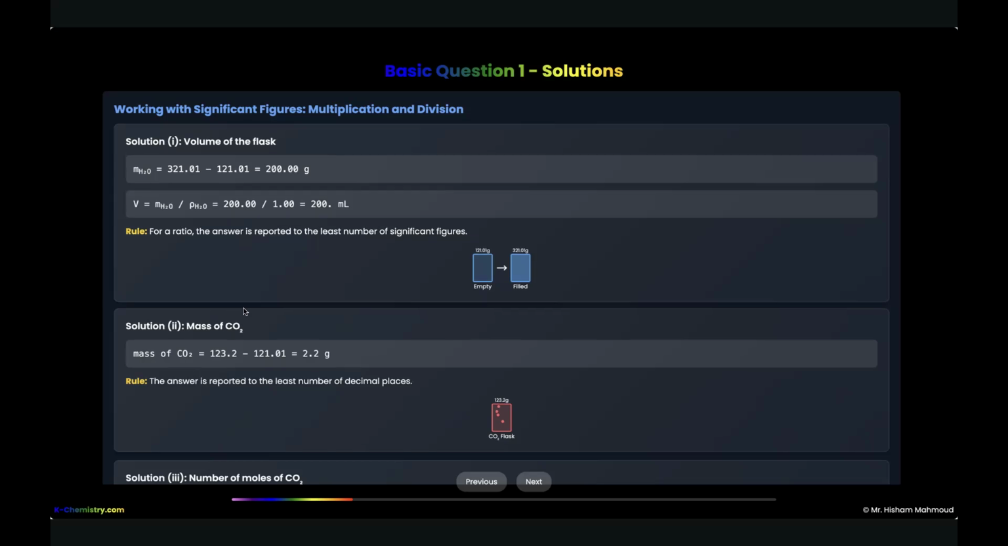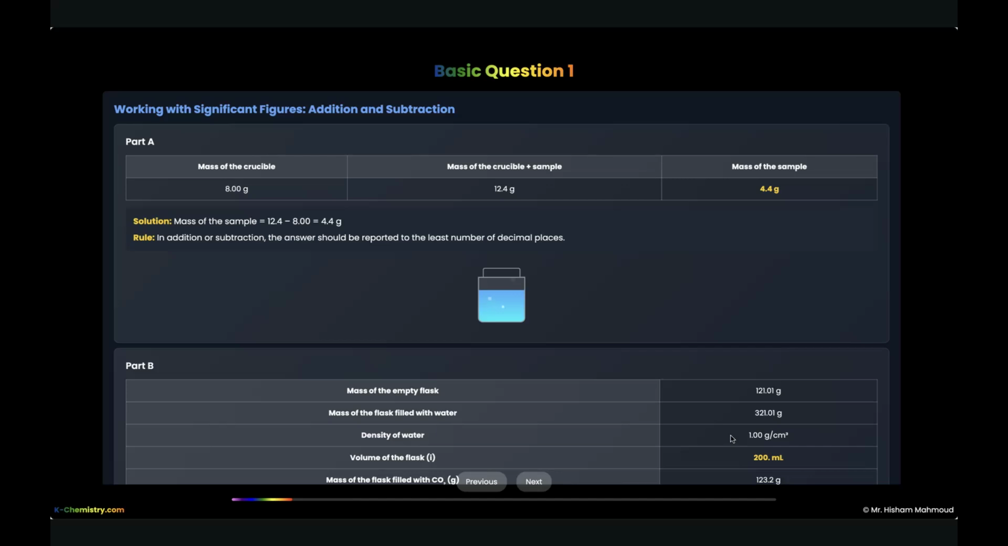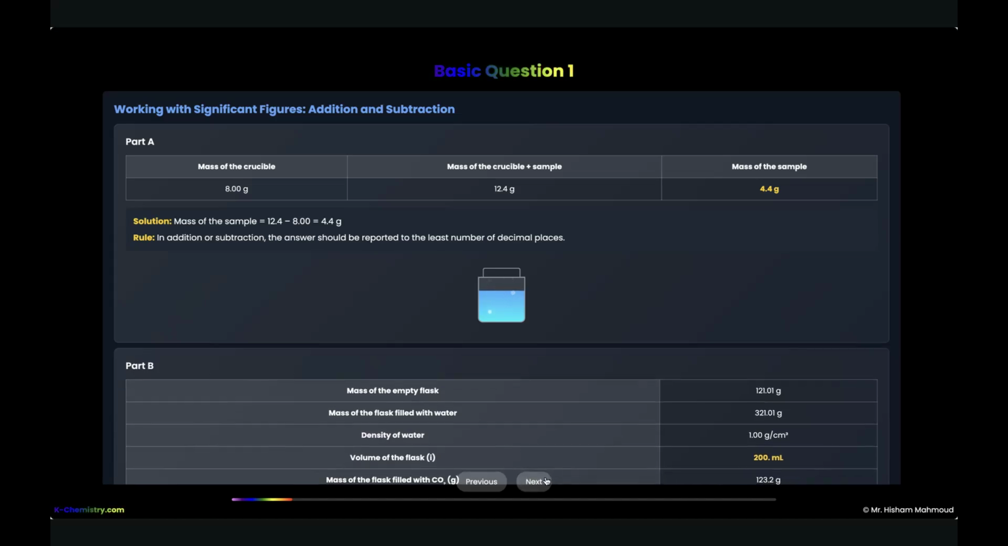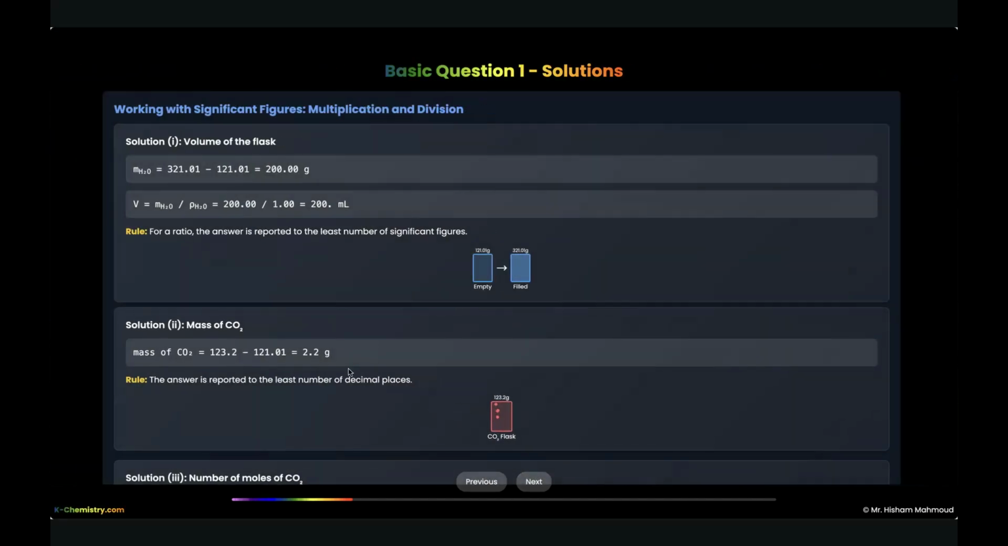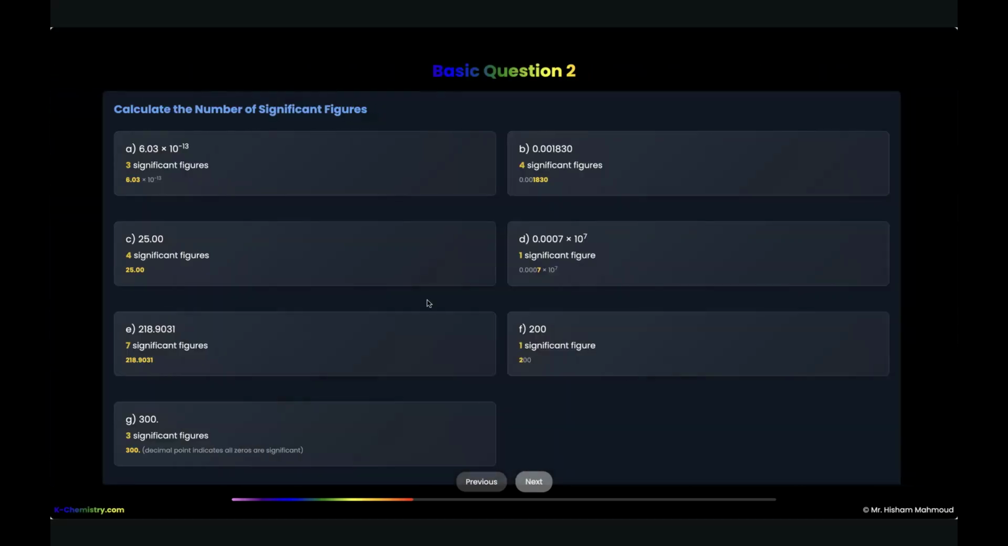The mass of carbon dioxide is equal to subtraction, like we said last time. So it is the subtraction of 123.2 minus 121.01, and there is 1 decimal place in 123.2, so the answer should be 1 decimal place also. So 2.2 grams, only 1 decimal place. The number of moles of carbon dioxide is found by mass over the molar mass. So let's try to find some significant figures.